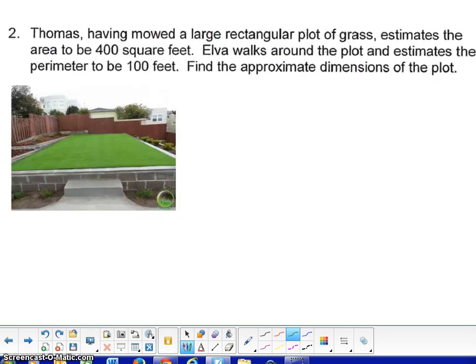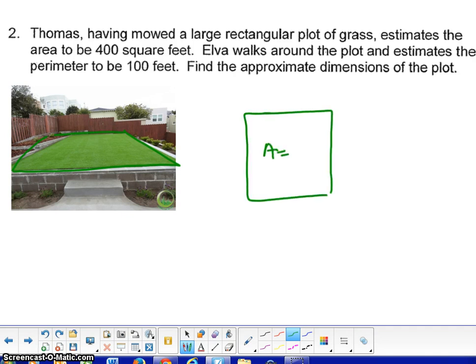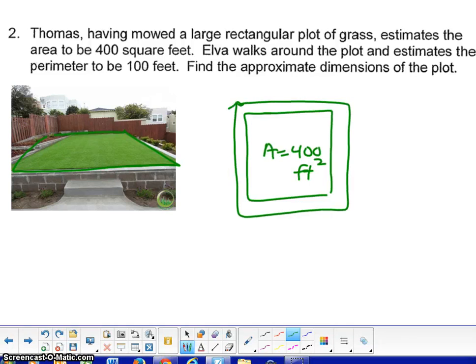Here we have a lawn of a large rectangular plot of grass. So you can see we have our lawn, and it has an area of 400 square feet. Okay, Elva walks around the plot and estimates that the perimeter, so from here all the way around, is going to be 100 feet. How can we approximate the dimensions of the plot? Well, a quadratic is going to help us here.